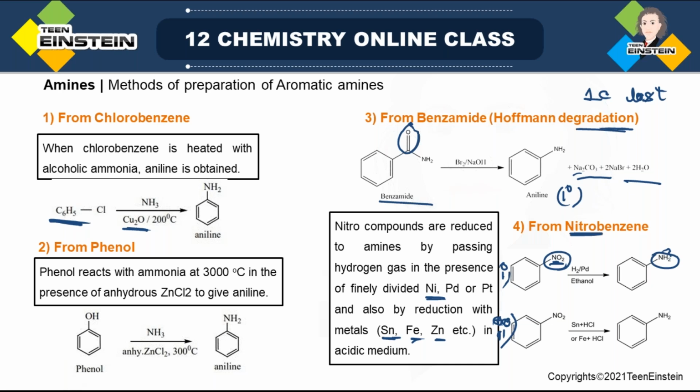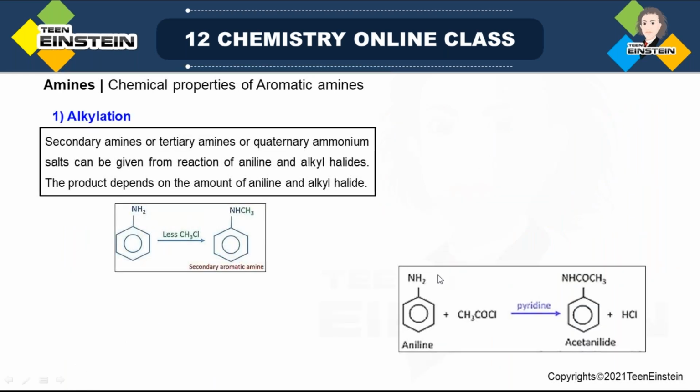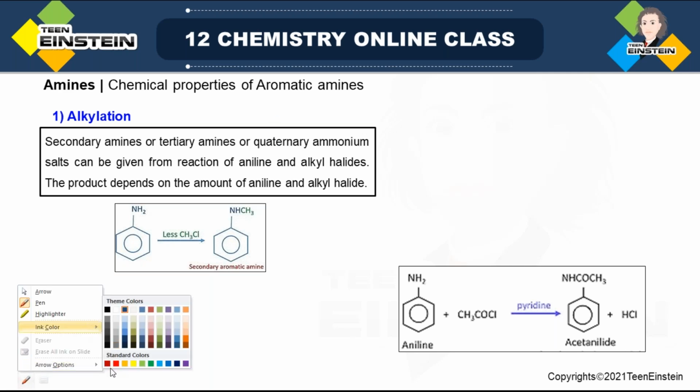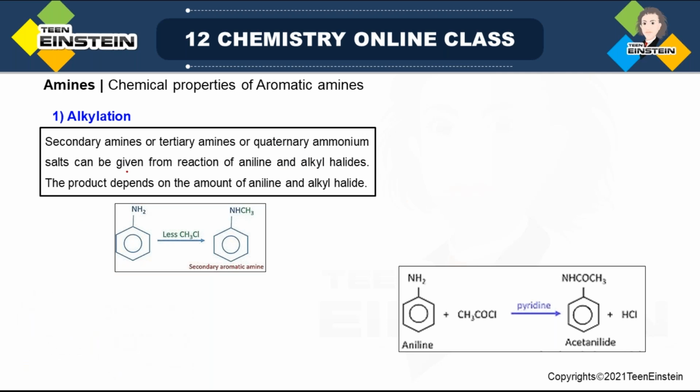Next, all the methods for preparation have been discussed. Next is the chemical properties of aromatic amines. Under the chemical properties of aromatic amines, you will see several reactions. We have numbered all these reactions one by one, and we will discuss them.